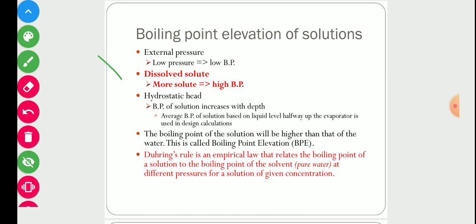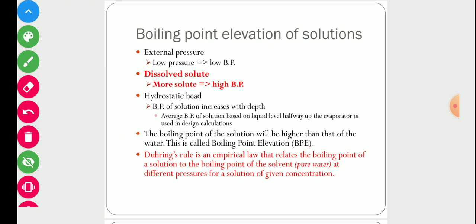Third one is hydrostatic head. The boiling point of a solution also increases with increasing hydrostatic head. The boiling point of the solution will be higher than that of water. This is called boiling point elevation. So what happens in an evaporator? During the evaporation process, the concentration of the solution increases as more and more water gets vaporized. So its boiling point also increases.